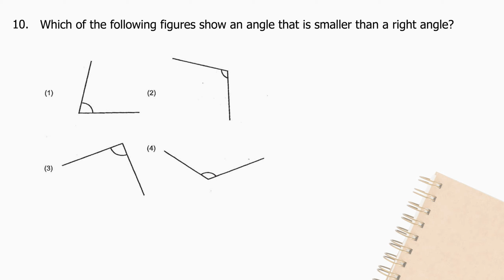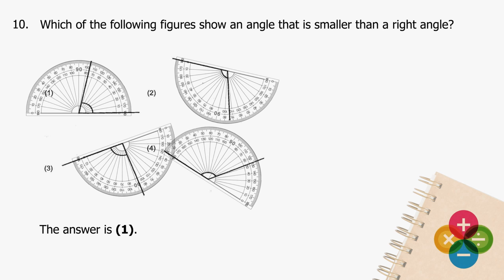Question 10. Which of the following figures show an angle that is smaller than a right angle? From the figures, you can clearly see that figures 2, 3 and 4 have an angle more than 90 degrees. The answer is 1.